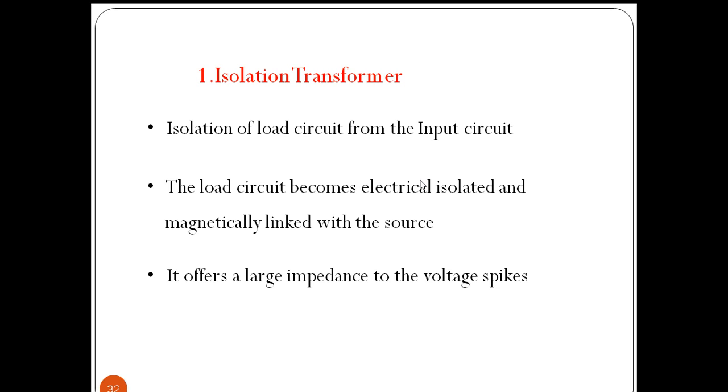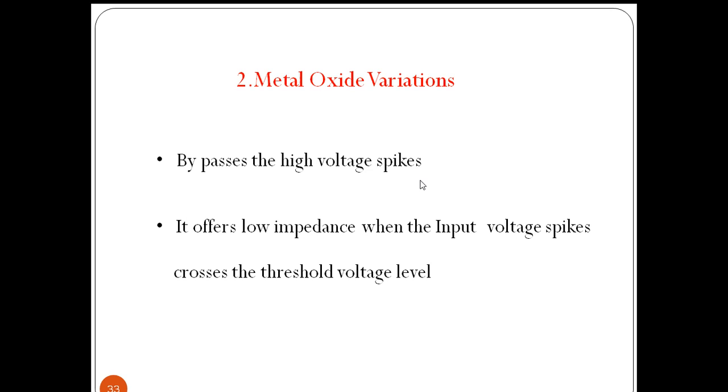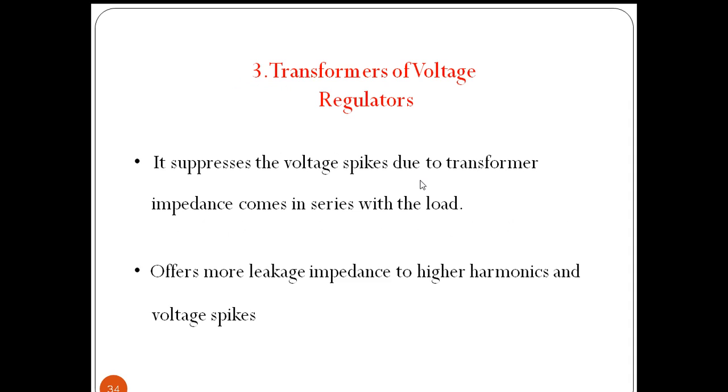Isolation of the load circuit from the input source is done by using an isolation transformer, so that it offers large impedance for voltage spikes. Next, MOVs bypass the high voltage spikes, as they offer low impedance for those spikes. And the transformer or voltage regulators suppress the voltage spikes because the transformer impedance comes in series with the load. It offers more impedance to higher order components and voltage spikes.